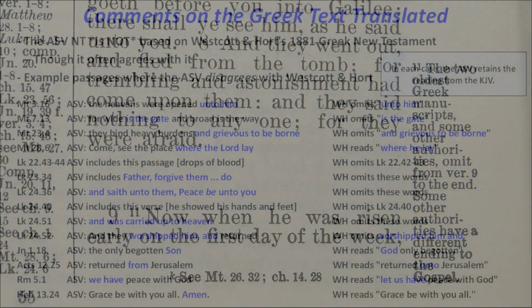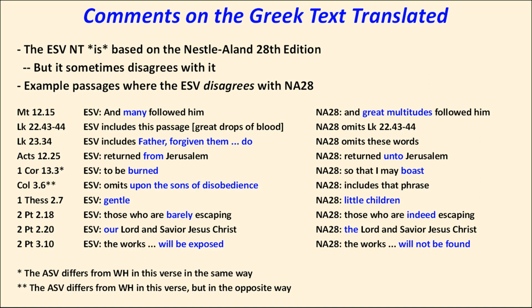Although the ESV is based on the 28th edition of the Nestle-Aland Greek New Testament, the translators sometimes chose to depart from it. As the ESV preface states, in a few difficult cases in the New Testament, the ESV followed a Greek text different from the text given preference in UBS 5 and in A28. UBS 5 is the United Bible Society's 5th edition, which contains the same Greek text as the Nestle-Aland 28th edition.